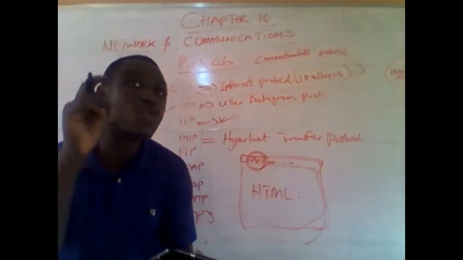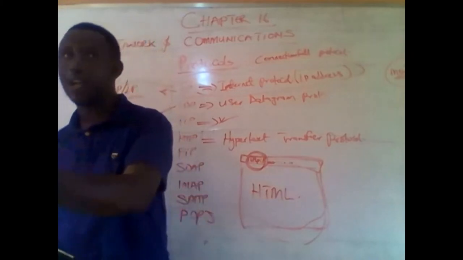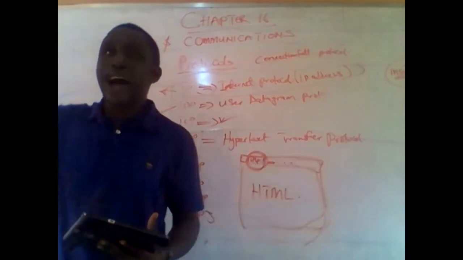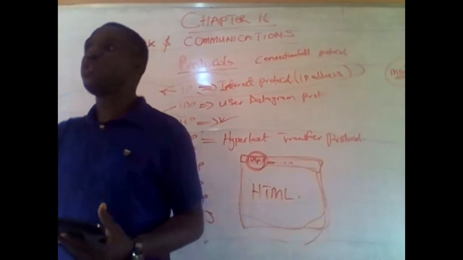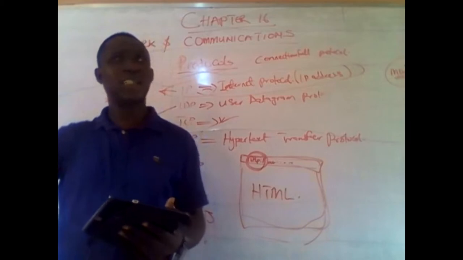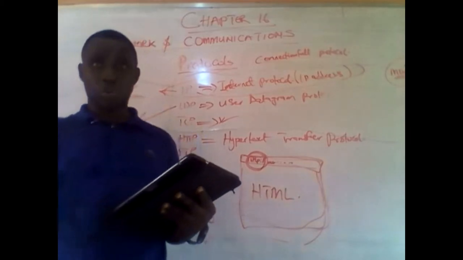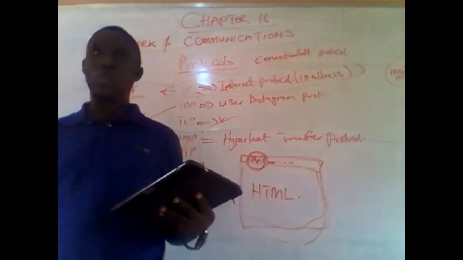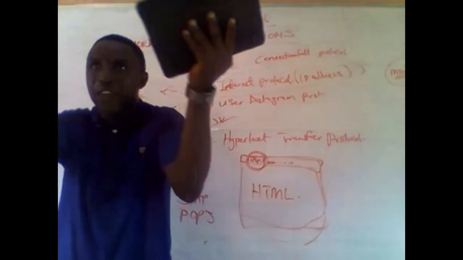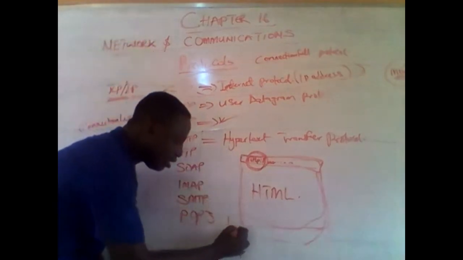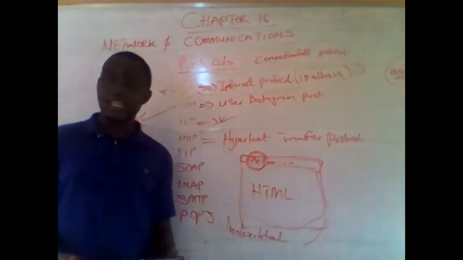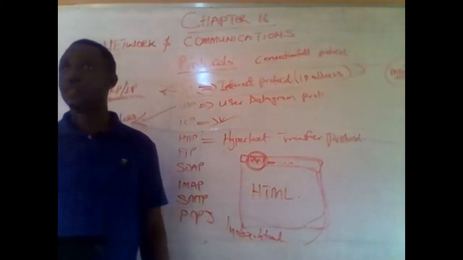Now, when it comes to your browser, let's assume you say www.google.com. That is a request by a web browser. Now when you send it, a server on which Google is stored will respond. Do you understand that? A server on which Google is stored will respond. Now, when it responds, it sends a file we call index.html. Now, what is the index? Index is always the home page.